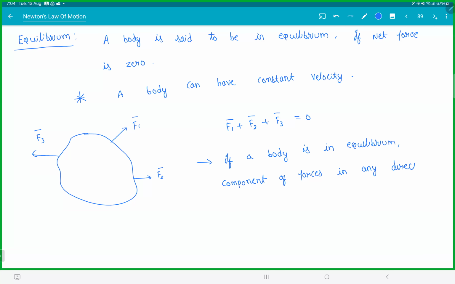The simple reason, if they don't cancel out means what? The body will move in that direction, but that means it's not in equilibrium. Just to give an example, suppose I just draw a random line like this, so if I take F1 component, F2 component, and F3 component, they should cancel out along the line. So have a look at this. Now, if you remember, we did exactly the same thing in vectors also.